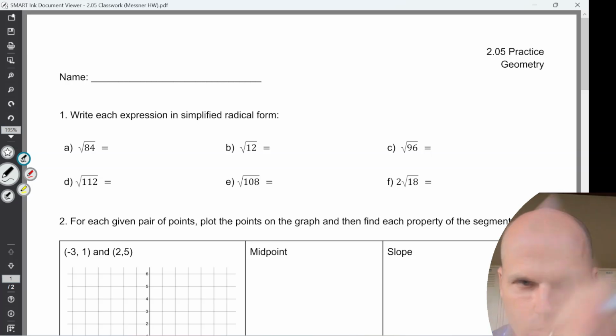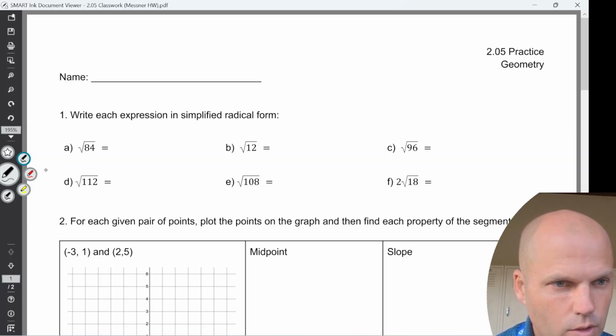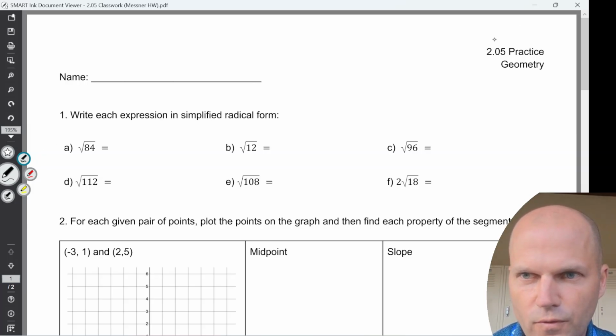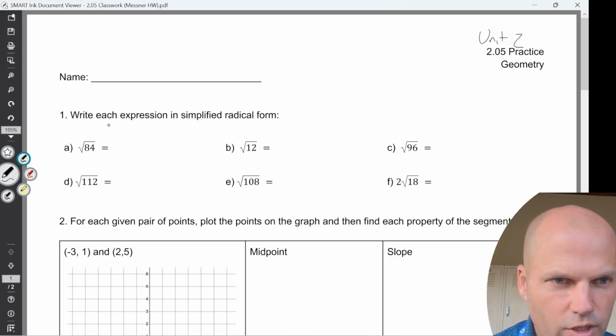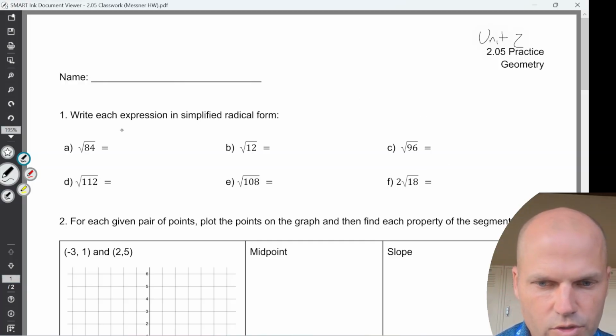What up, geometry students? We are going to review the 205 practice, which is really unit 2 up to now practice. We're going to start with simplifying some square roots.